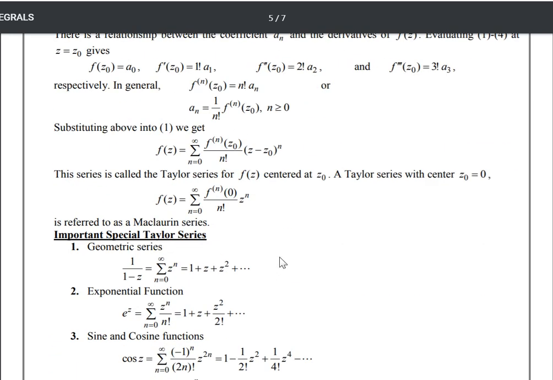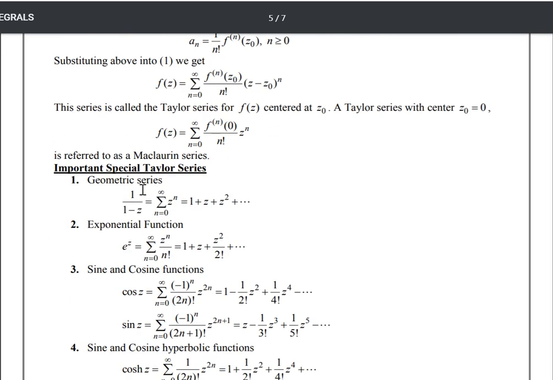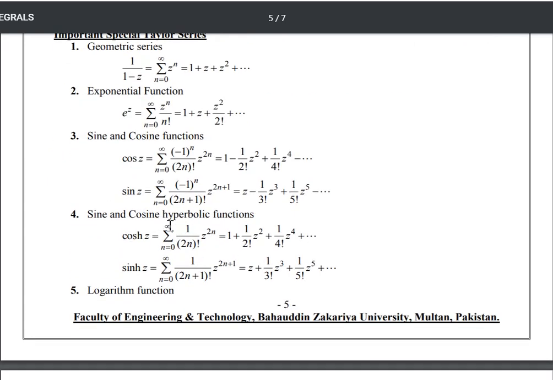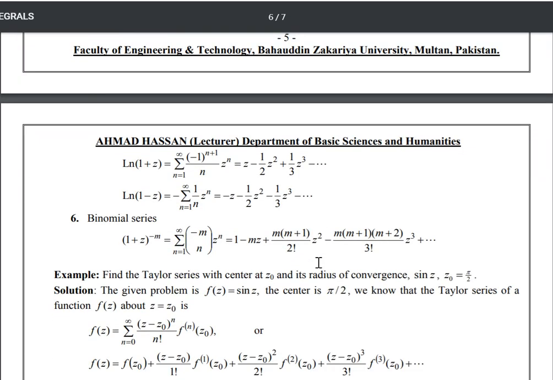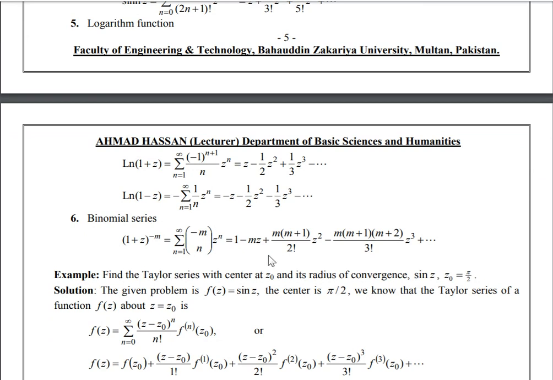Okay, the important special Taylor series or Maclaurin series: generally 1 over (1 − z), whose Taylor series about 0, that is the Maclaurin series, is 1 + z + z² and so on. The series of e^z, the series of cos z, the series of sin z, the cosine hyperbolic function series, the sine hyperbolic function series, the logarithmic series, and similarly the binomial series.